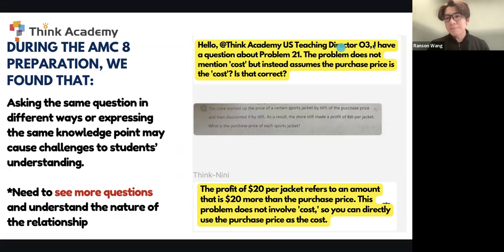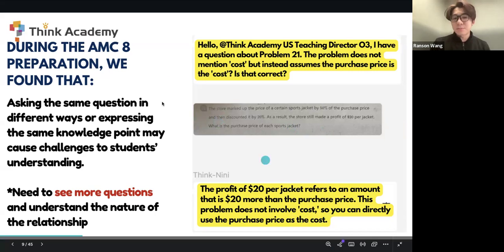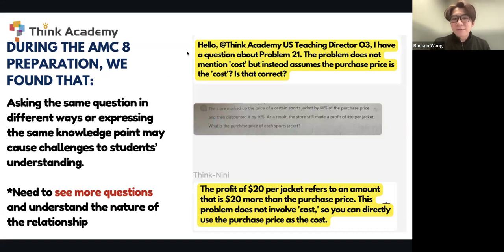This is another problem a parent is asking about. I have a question about this: the problem does not mention the cost, but instead assumes the purchase price is the cost. Is that correct? In this question, usually they will tell you the cost is such and such, so you need to calculate the revenue or the profit, etc. But for this one, it doesn't tell you. Instead, it directly shows you what the purchase price is. So in this case, some of the students may feel confused: I don't see any profit, I don't see any cost in it, so where is my cost?